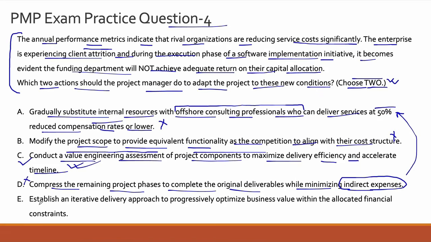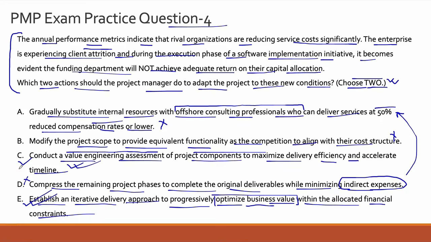Now let's look at option E. Establish an iterative delivery approach to progressively optimize business value within the allocated financial constraints. So basically it is saying that you follow sort of a prototype approach or an iterative/incremental delivery approach to progressively optimize business value. Then again, it is a different way of saying that you need to do a value exercise within the allocated financial constraints. So option E also seems to be the correct answer choice to this question.